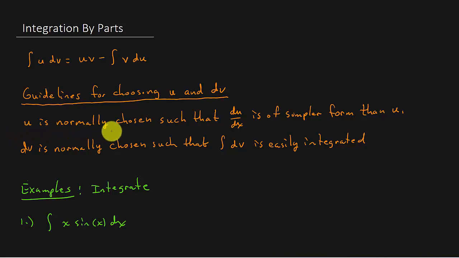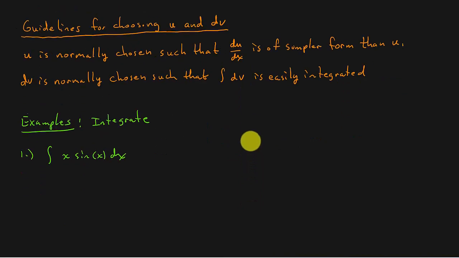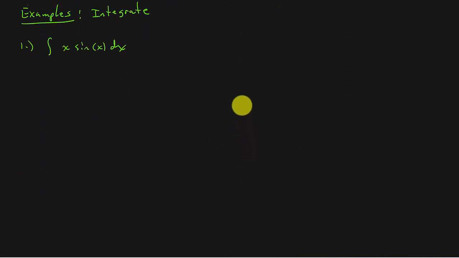It says u is normally chosen such that du/dx is of a simpler form than u. In other words, we're going to let u equal something, and then we're going to take the derivative of that, and we want that derivative to be in a simpler form. And dv is normally chosen such that when we integrate dv, we can easily do it. It's usually going to be one of those basic formulas for integrals. All right, so let's go ahead and get started.